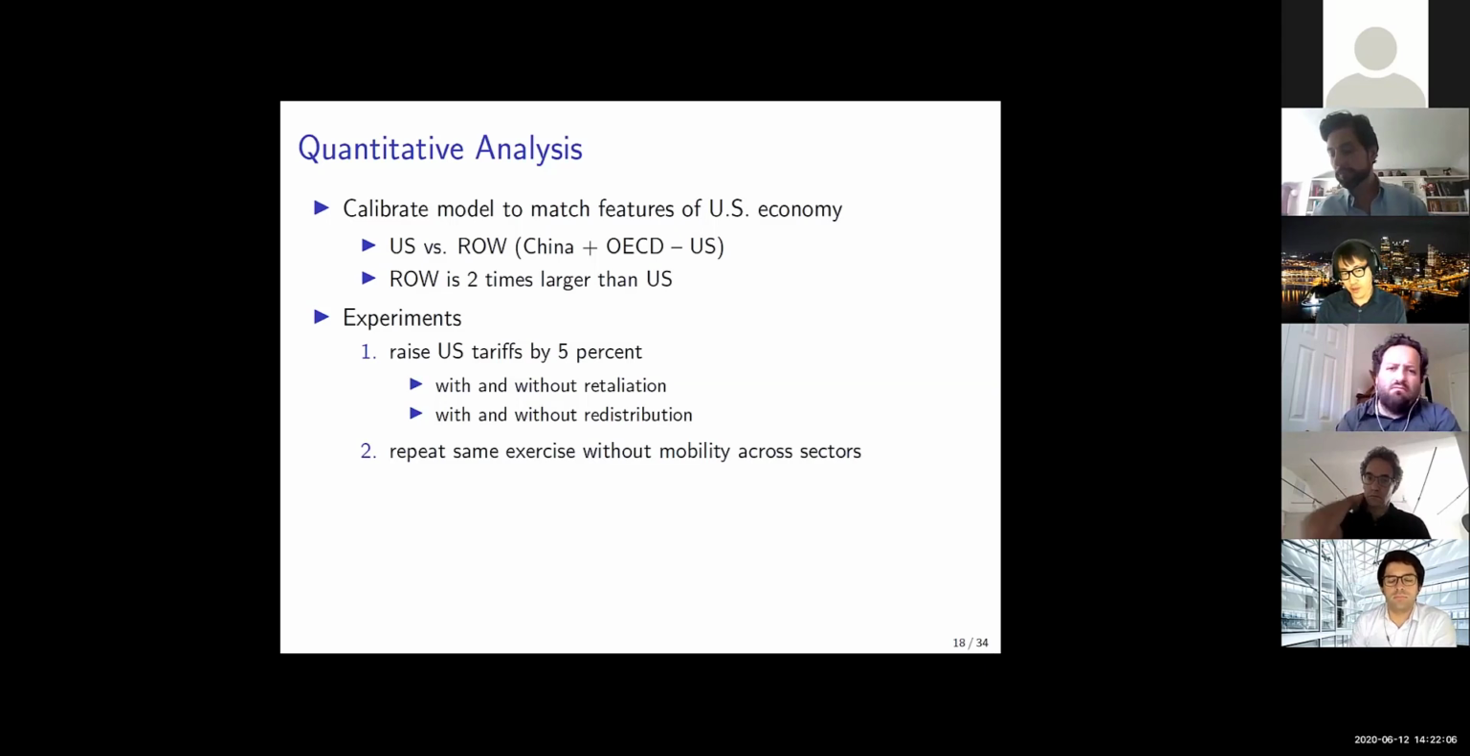So the experiment that we're going to do is raise the U.S. tariff by 5%, and this is like an MIT shock. There's a one-time unanticipated increase in the tariff, and that's permanent. So we'll be solving for the transition to this higher tariff equilibrium. And we'll look at it with and without retaliation and with and without redistribution. And then I'll talk a little bit about repeating the same exercise when we shut down the mobility across sectors.